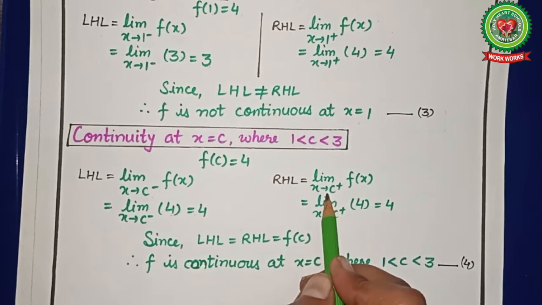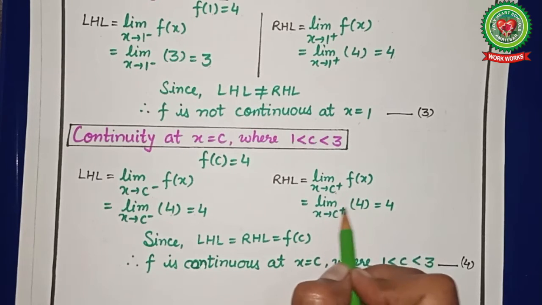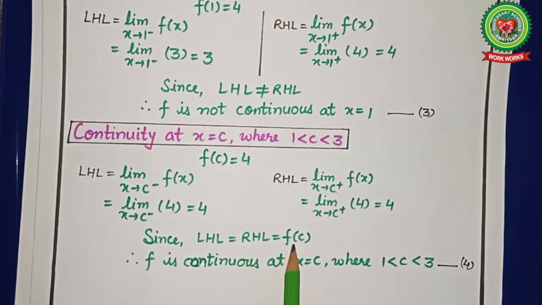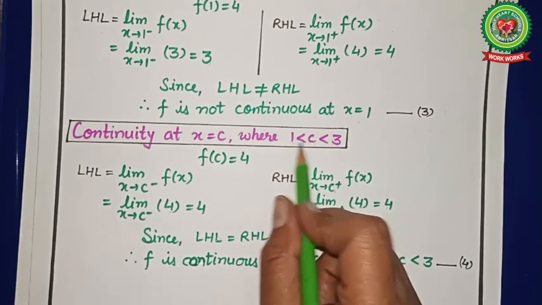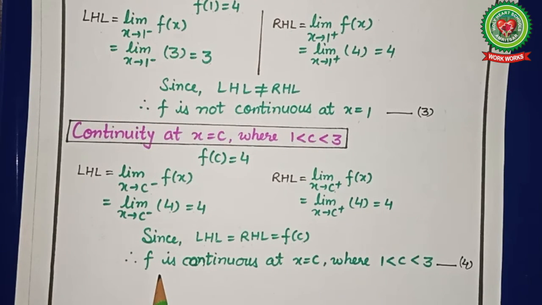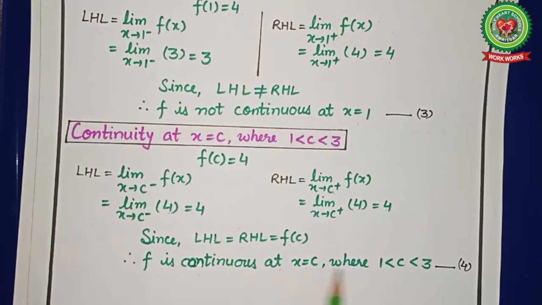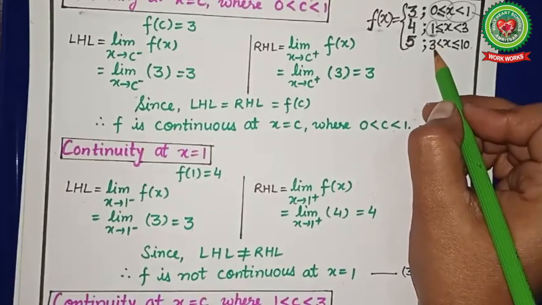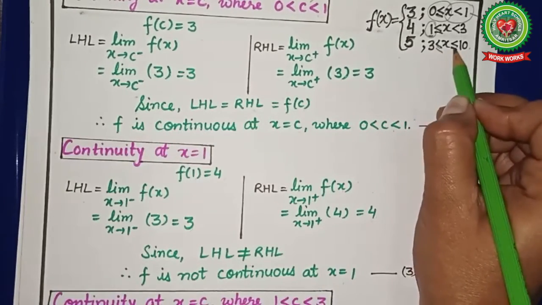So f(x) equals f(c) is 4. The left hand limit, that is x approaches c negative, its value is 4. Again the right hand limit, x approaches c positive of f(x), its value is 4. All the values are equal, that is the left hand limit, right hand limit and value of the function at point c, where c lies between 1 and 3. So we can say that f is continuous at x equal to c, where c is greater than 1 and less than 3.